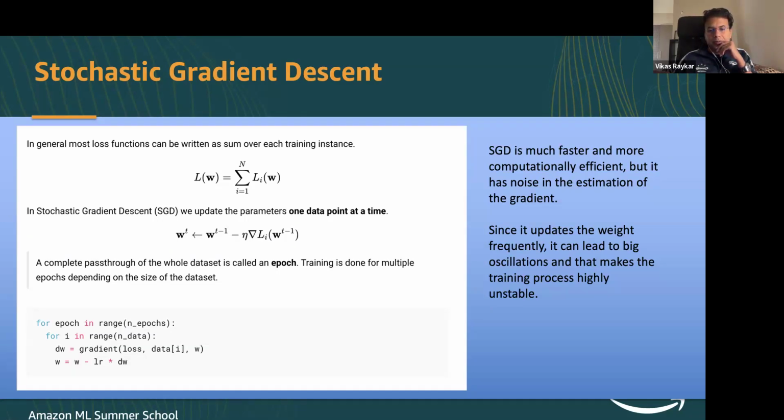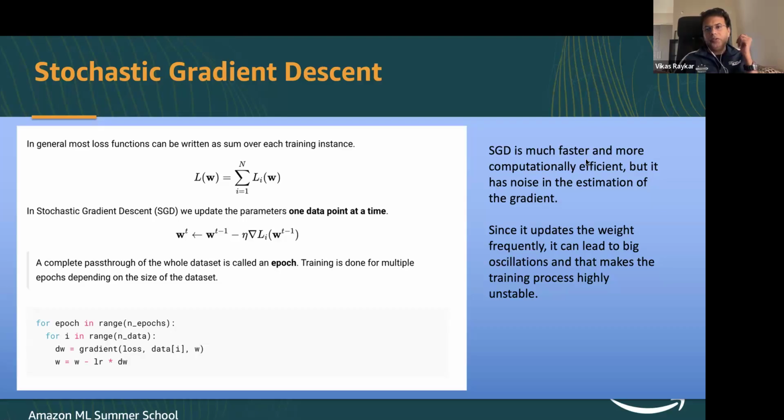A complete pass through the data is called an epoch. So you go over each epoch, then you iterate over all the examples. For each example, I compute the gradient, and then I compute the update via the standard gradient descent update formula.